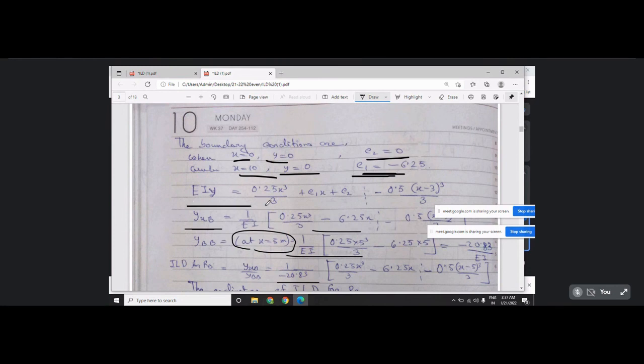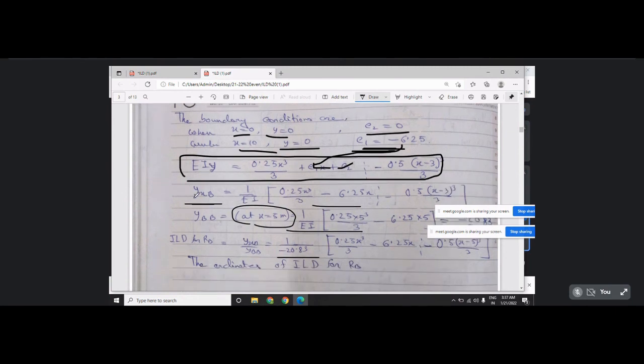So this is the rearrangement of this equation. If you put the values of the constants C1 and C2, this is the equation, and this is 0. So now yxb is equal to 1 by EI, 0.25 x cube by 3 minus 6.25 x, minus 0.5 x minus 3 by 3 into cube. Okay, so this is yxb at any position x due to the loading at b, the unit load at b.